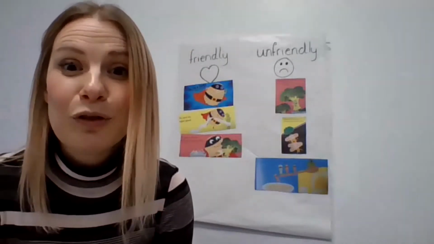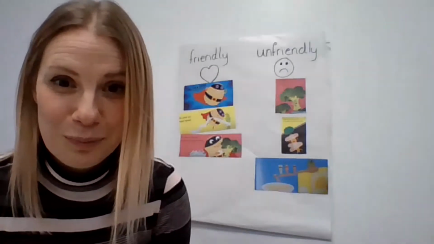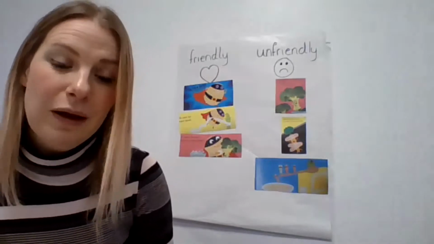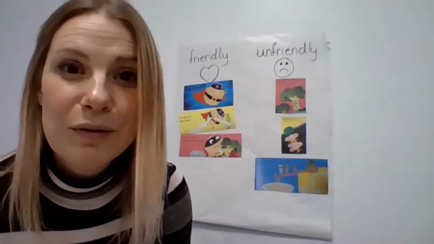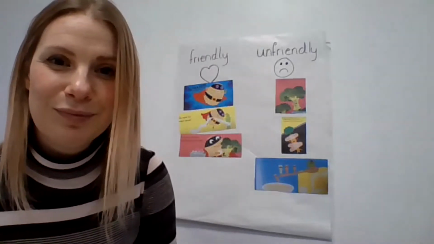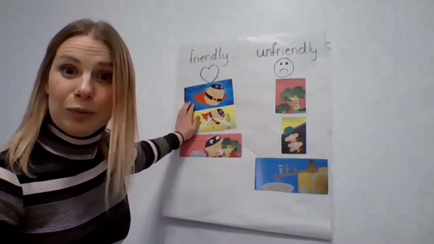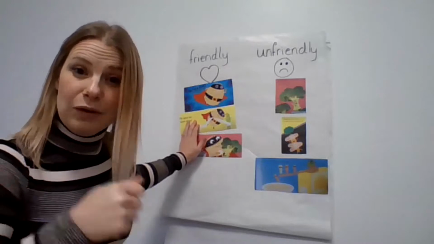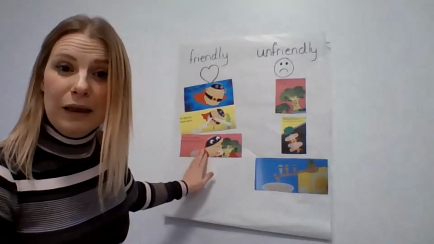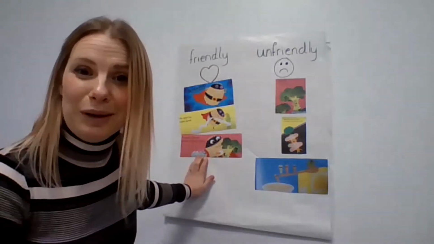Thank you, reception. You've helped me to look at the choices between the evil pea and Supertato. Pause the video now, and I want you to tell your helper what Supertato did to be friendly. That's right, reception. He came to help and he came to rescue. Then he used his own strength to take off all of the toilet roll. And here he was very kind and caring, and he cleaned the face of the broccoli.